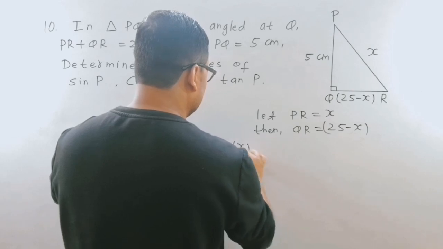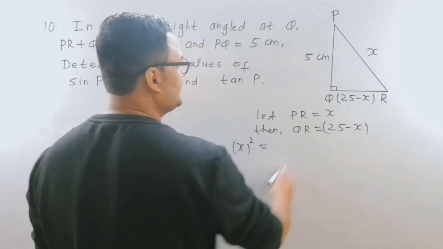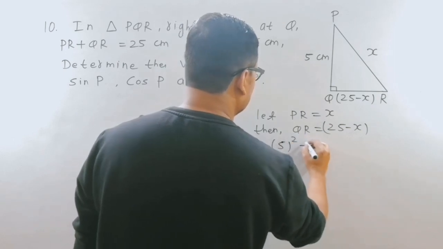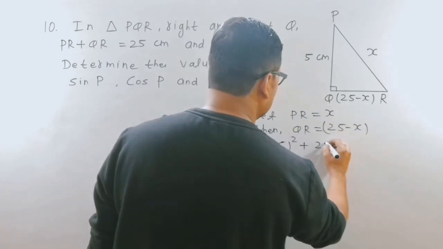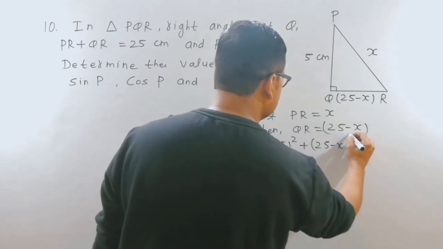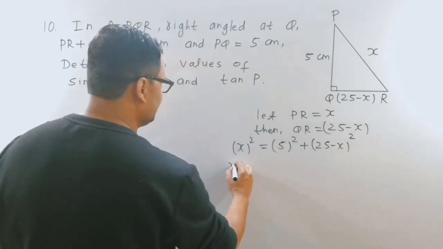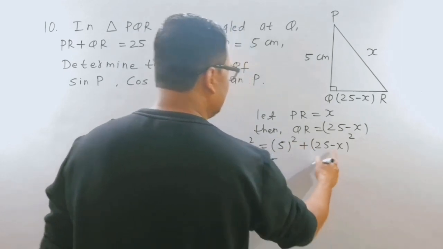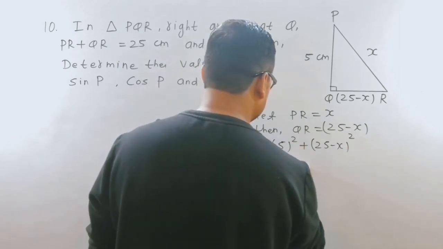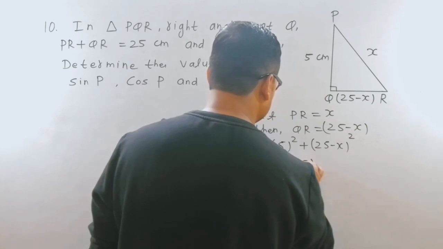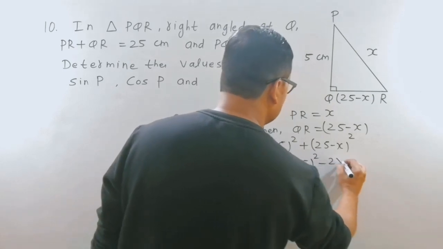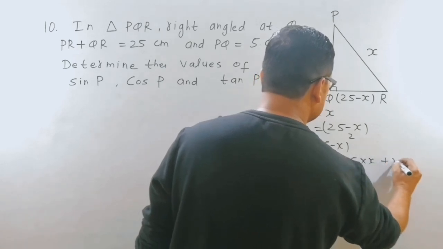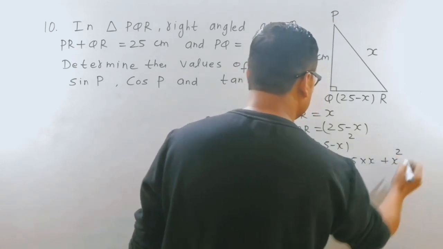Then using Pythagoras, what we have to write down? X square, the square of the hypotenuse is equal to what? 5 square plus 25 minus x square. We are using the Pythagoras. Now x square, 5 square, 25. Now a minus b the whole square. So we know that is a square minus 2 into a into b and plus b square. X square is simply x square.